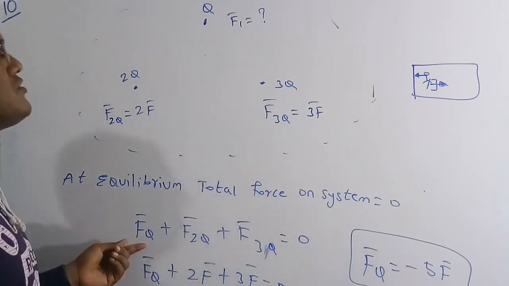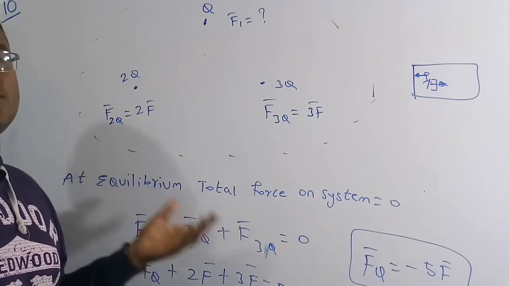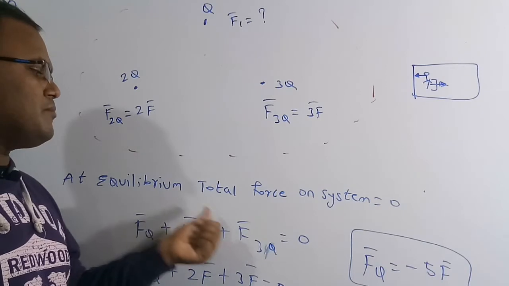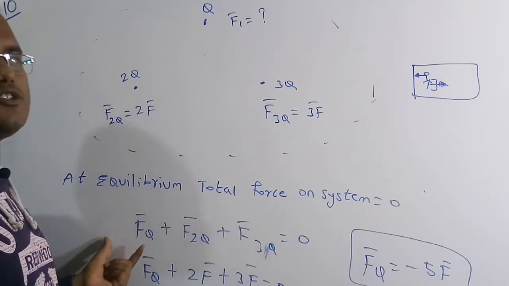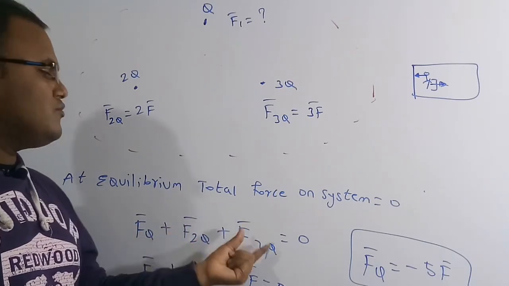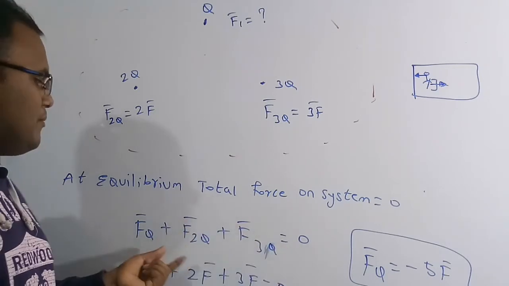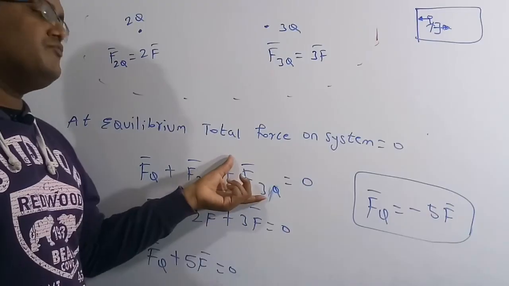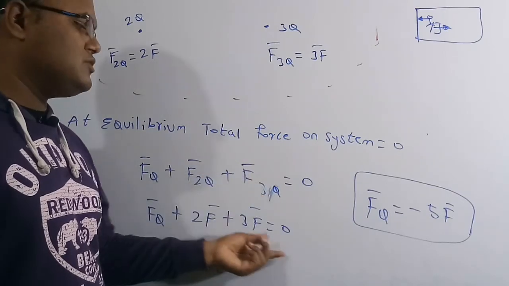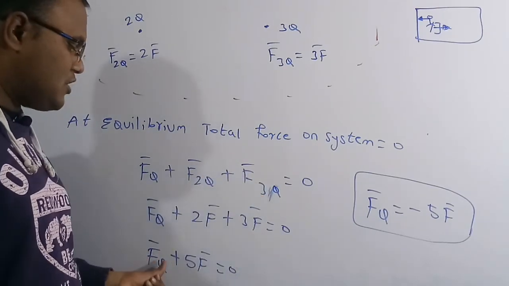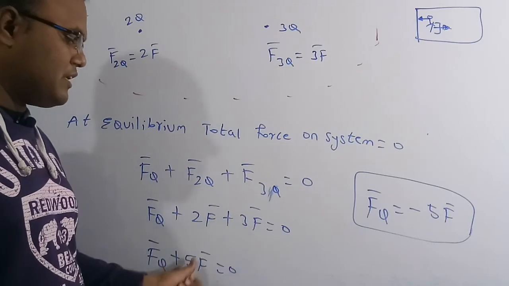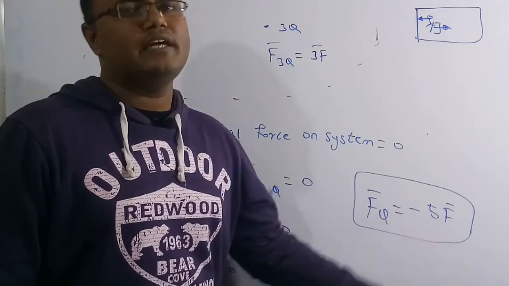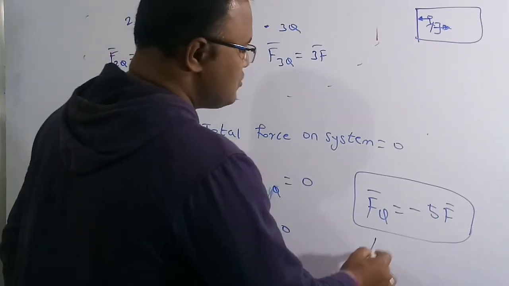Force is always a vector quantity, so you have to add in a vector way. Therefore Fq bar plus F2q bar plus F3q bar, meaning force on charge q, force on charge 2q, force on charge 3q, is equal to 0. But already in the question they have given the force on charge 2q is 2F bar and the force on charge 3q is 3F bar. So force on charge q bar plus 5F bar, 3 plus 2 is 5F bar, is equal to 0. So the force on charge q is equal to minus 5F in direction. Therefore this is the correct solution of this question.